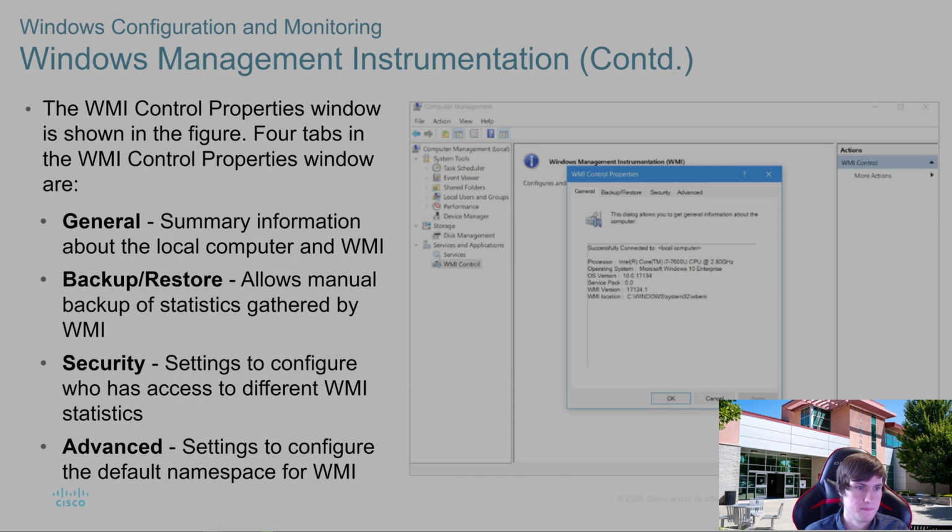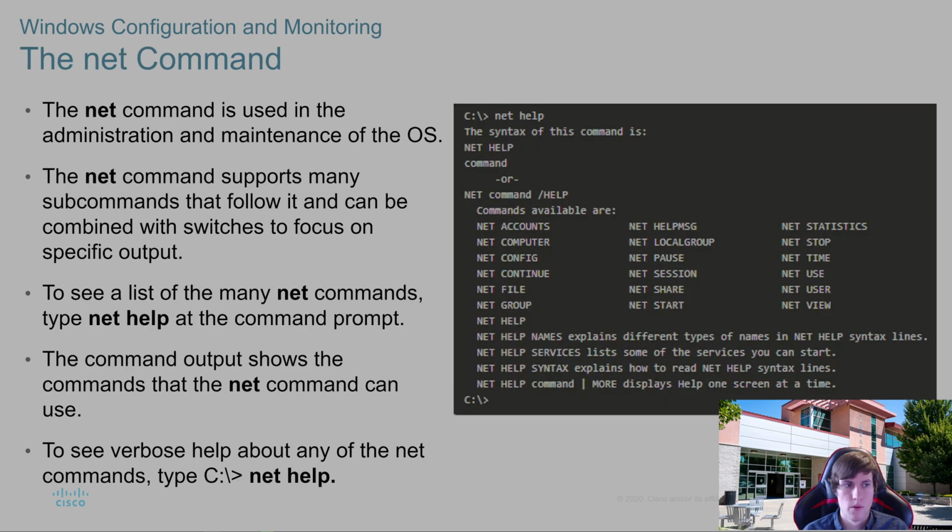So the net command, another one of our best friends in terms of being able to do admin and maintenance of our OS. The net command supports many subcommands. You can see a whole bunch of them here. So we can get our accounts, our computer, our users, etc. The command output then shows what can be done. Let me see if it continues. Here it is. So with net accounts, you can set passwords. You can use this to create a password on the CLI. With the net command, the user account gets created.